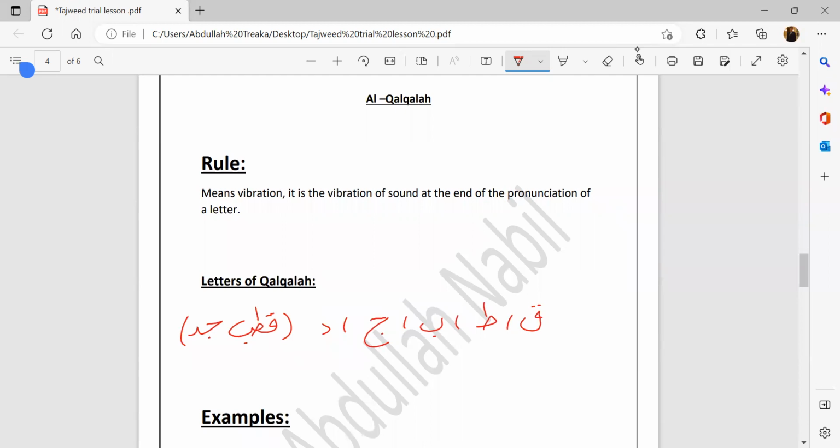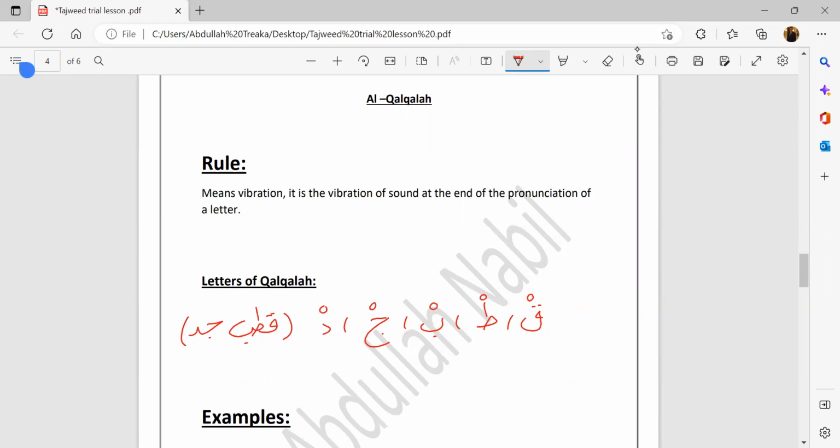The letter will be vibrated only if it has a sukoon. It can be stated as a state between a letter with sukoon and a mutaharrik letter with movement. When we recite one of these five letters, the condition is that there must be a sukoon on it.